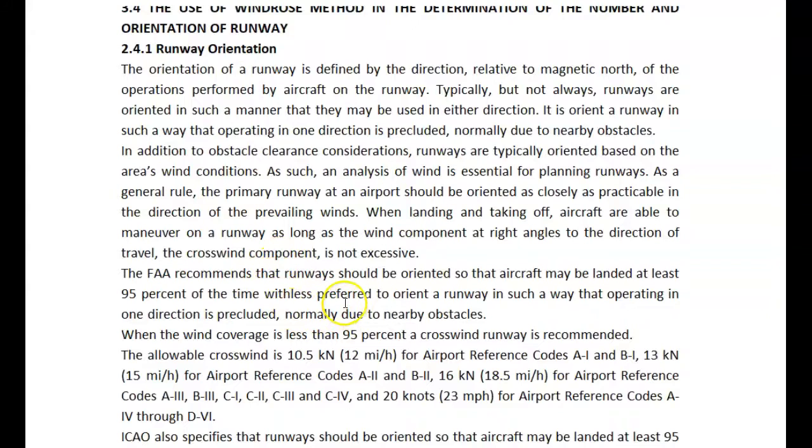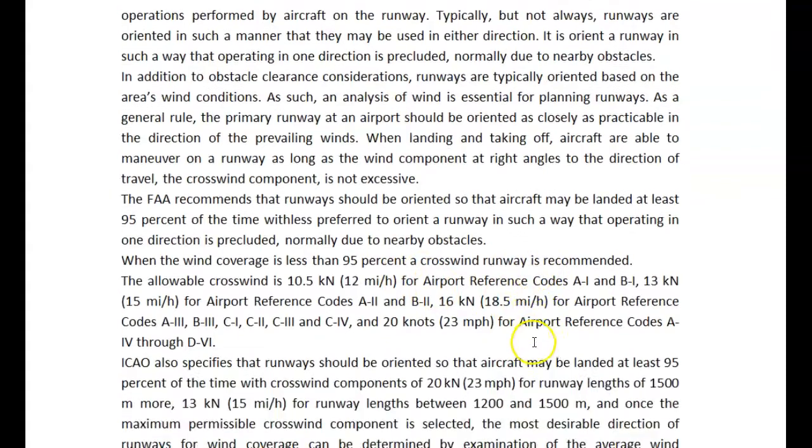The Federal Aviation Administration recommends that runways should be oriented so that aircraft may land at least 95% of the time. When the wind coverage is less than 95%, a crosswind runway is recommended. This allowable crosswind is 10.5 knots or 12 miles per hour for the airport reference codes.